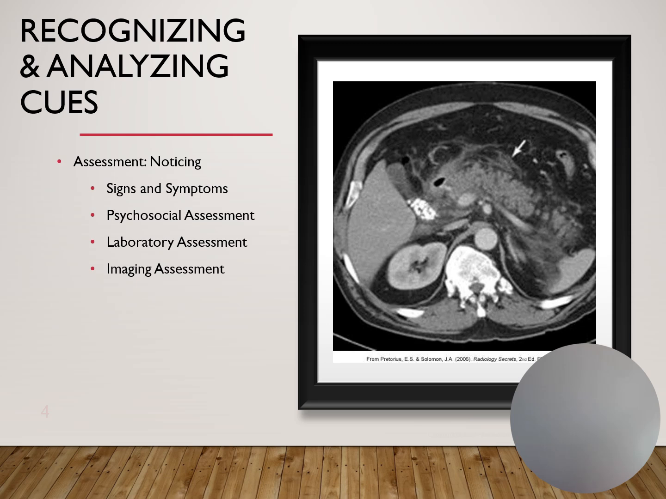The labs that we'll be looking at would be amylase, lipase, trypsin, elastase, glucose, calcium, magnesium, leukocytes, the C-reactive protein. With liver involvement, we would also look at the bilirubin, the alanine aminotransferase, or the ALT, or the aspartate aminotransferase, the AST.